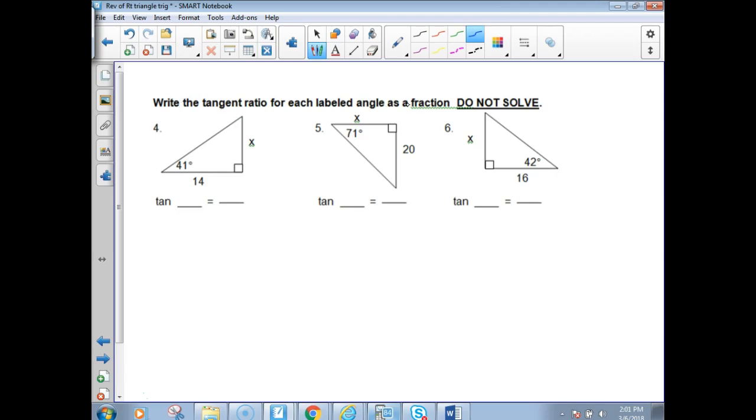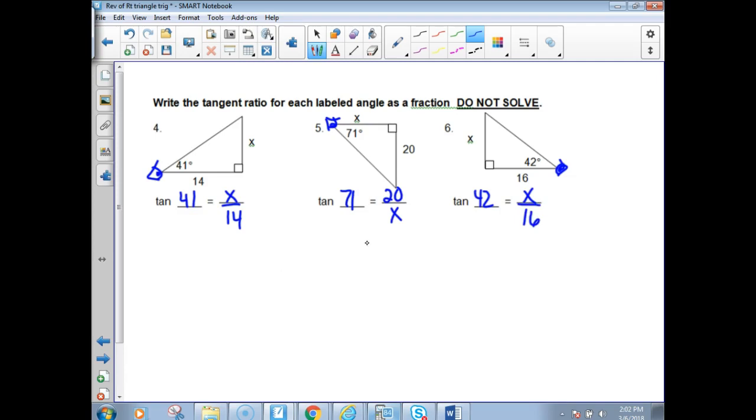Okay, write the tangent ratio for each labeled as a single fraction. Do not solve. We're just going to set these up. The tangent of 41, you're always looking at the acute angle that you're given, would be x/14. For number 5, you go to the acute angle. You never start at the right angle. Then you're looking out at the 71, and the opposite would be the 20. So the tangent of 71 would be 20/x. For number 6, you're looking from the 42 degree angle out, and that would be tan 42 is x/16.